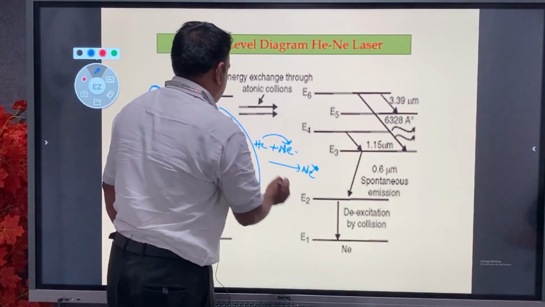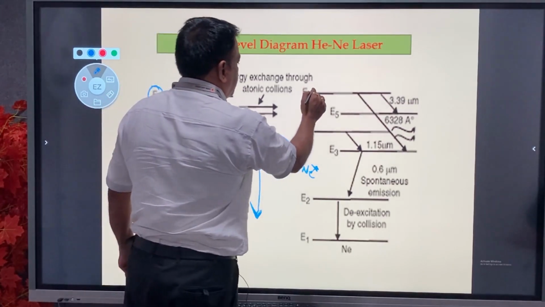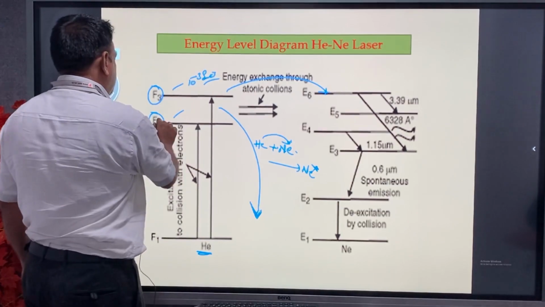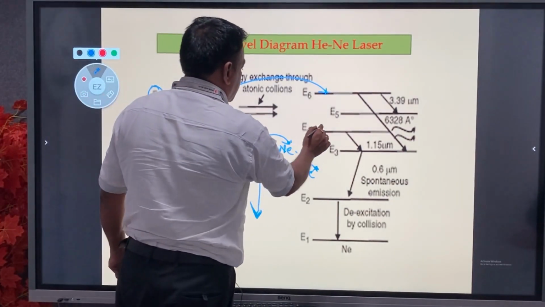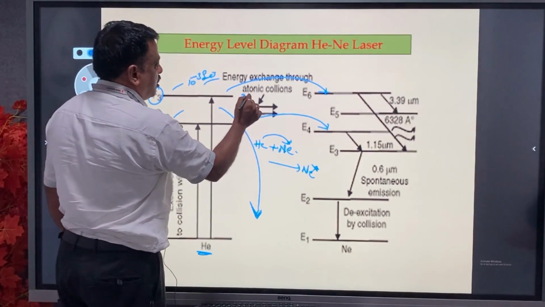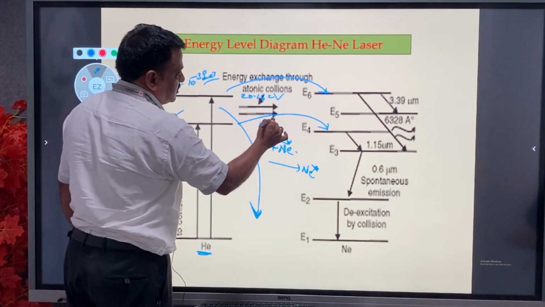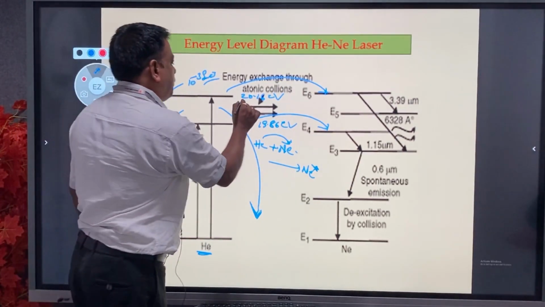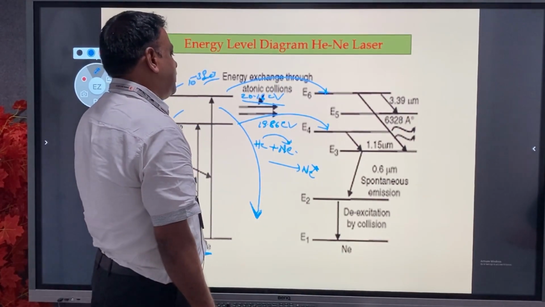Suppose a helium atom in the F3 level collides with a neon atom, so the neon atom goes straight to the E6 energy level. Suppose a helium atom in the F2 energy level collides with a neon atom, so the neon atom goes straight to the E4 energy level. This is the energy level difference, 20.16 electron volts, and this is the 19.86 electron volts energy difference. So there are 20.16 electron volts and 19.86 electron volts excited energy levels.